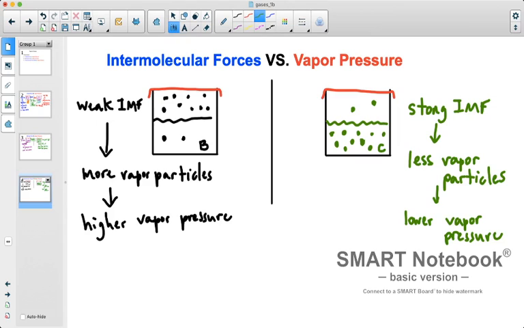So the relationship between intermolecular forces and also vapor pressure is really when you have a very weak intermolecular force, you're going to have a very high vapor pressure. And when you have a very strong intermolecular force, you're going to have a very low vapor pressure.